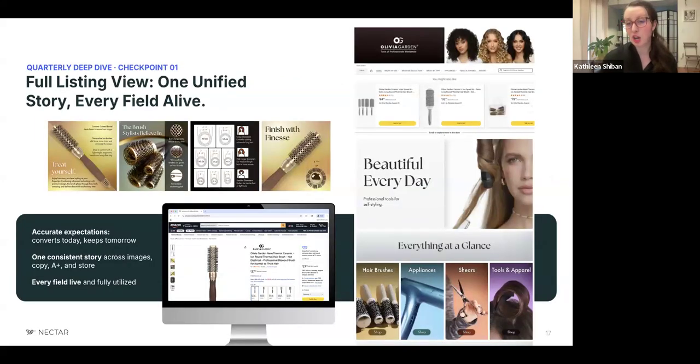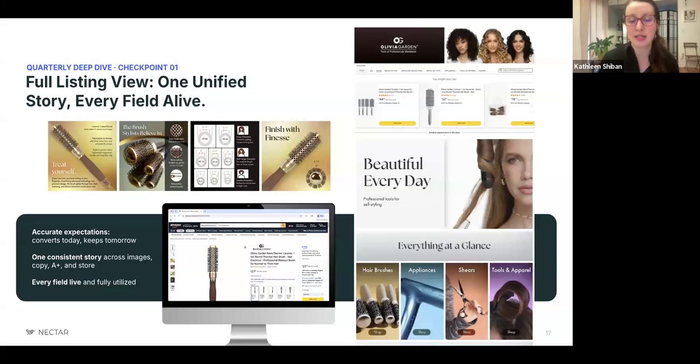All right, so a few different checkpoints here that you should be looking at in your quarterly audits. Number one is just the full listing view. Jason touched on this a little bit. It's not just your product pages, it is your brand store, it's your brand story, it's from top to bottom. What people initially see, your main image, your titles, but then when they click through, you capture that audience through the click-through rate, then you're on the page. Does everything sync up? Is everything rendering appropriately? Do you have all the images that you intend to have showing on there?